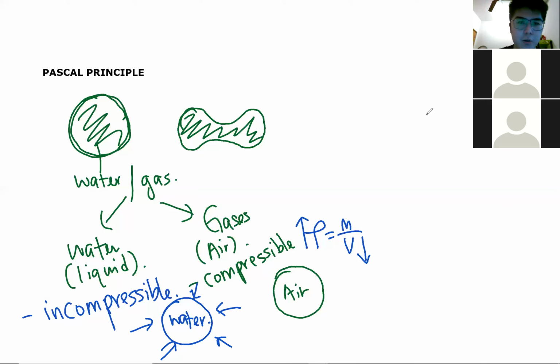Now, let's go in a little deeper. Now you know the difference between incompressible and compressible. Let's take, for example, a weird container. Let's take a weird container. For example, I draw it out, a YouTube container here.